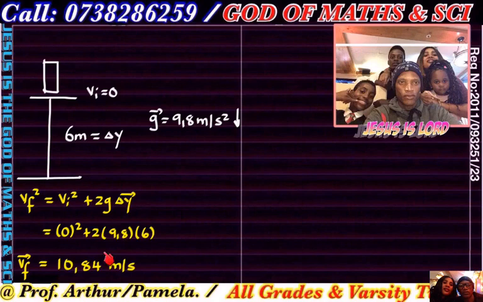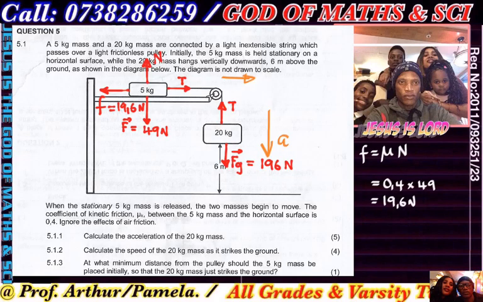If you didn't take the square root, you're going to have 1,275,295,956. So this is the velocity downwards if you didn't take a square root. All right, now the next question, which is this one, 5.1.3. At what minimum distance from the pulley would the 5 kg mass be placed initially so that the 20 kg must strike the ground? All right.